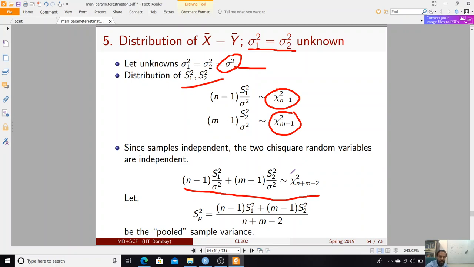Okay. So in this case, I will think of this pooled variance belonging to this chi-square distribution, and I will call it SP, the pooled sample variance. So essentially what I've done is, assuming that I know that the two variances are equal, I have added up information from the two variances together in order to come up with a pooled sample variance.